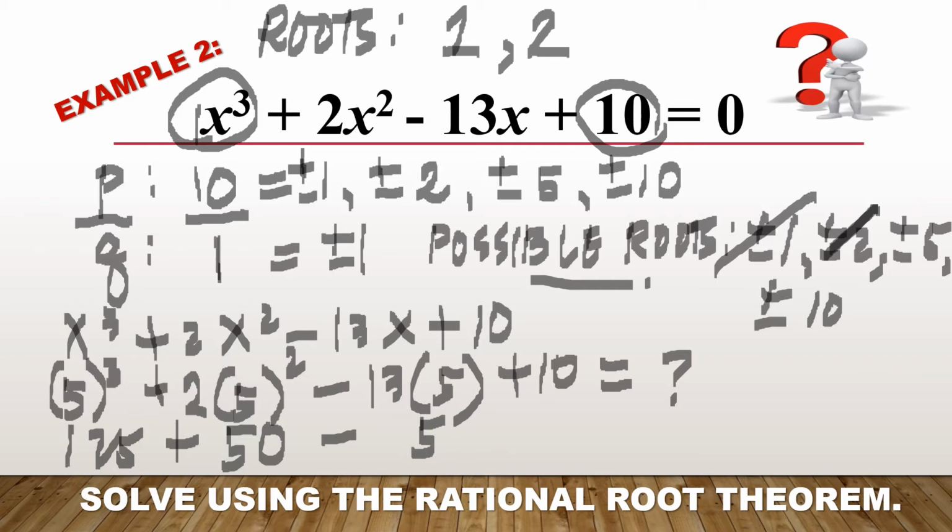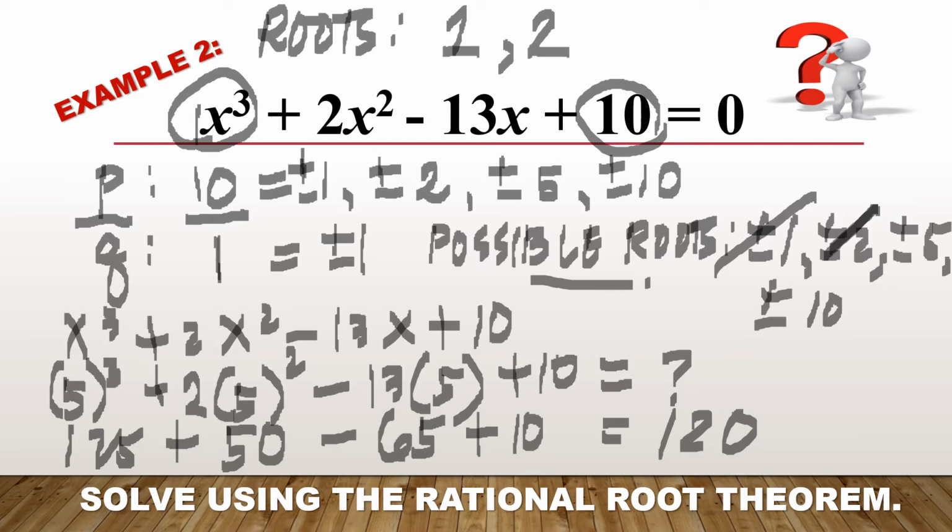So, 65 plus 10. Let's see if we'll get 0 here. 125 plus 50 is 175. 175 minus 65, and then plus 10 will give us 120. So it's not 0. Therefore, positive 5 is not a factor.